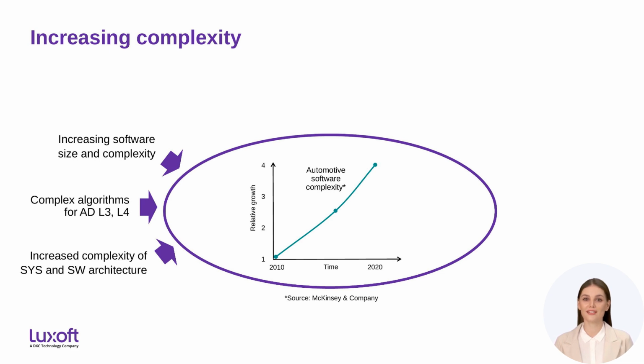As a result, it is estimated that the size of the automotive software has increased fourfold between the years 2010 and 2020, from roughly 50 to 200,000 lines of code. A similar trend is expected to continue in this decade, with Level 5 autonomous vehicles requiring up to 1 billion lines of code around the year 2030.